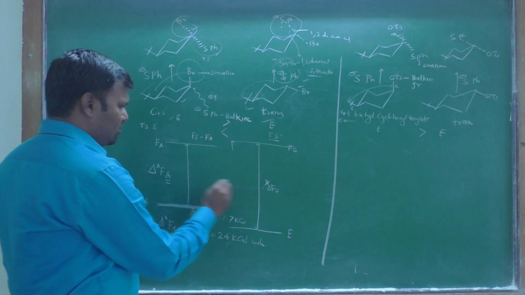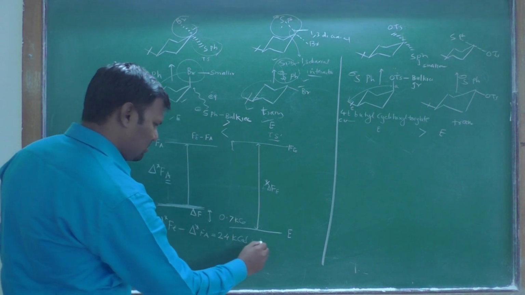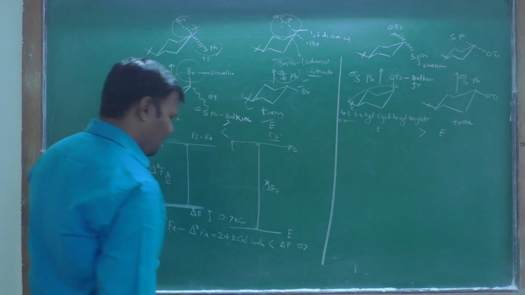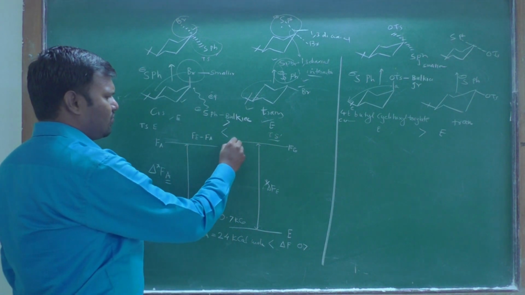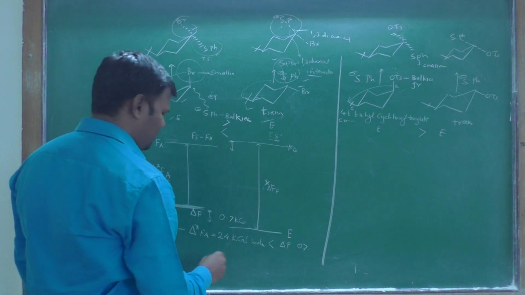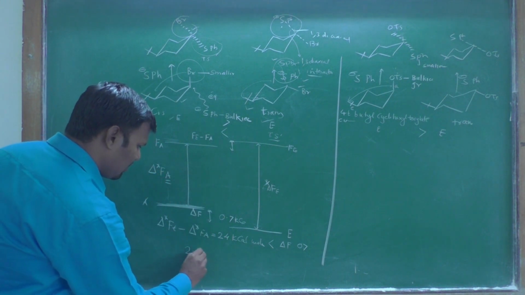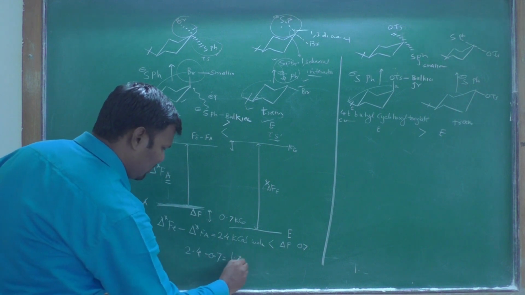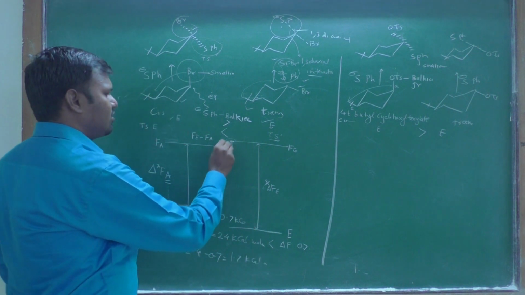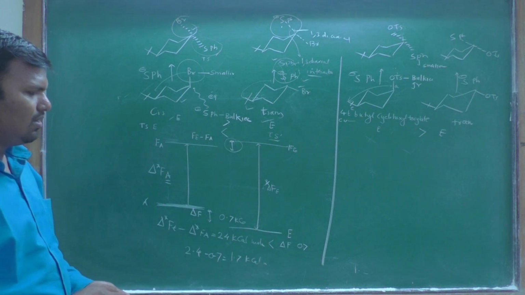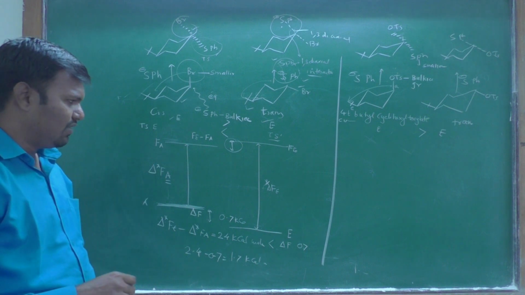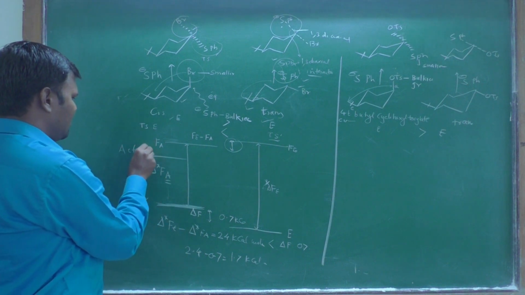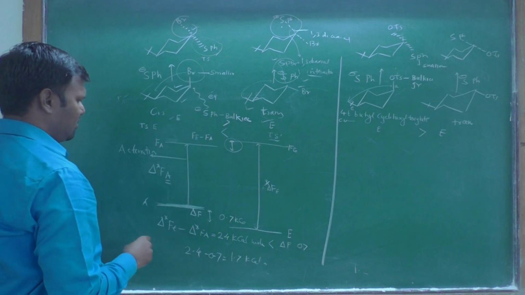Now this is the energy difference of the excited state, that is Fe minus Fa. The total difference is equal to 2.4, and this is more than the delta F. Delta F is 0.7 kilocalorie per mole. Therefore this difference Fe minus Fa is given by 2.4 minus 0.7, which is equal to 1.7 kilocalorie per mole. This is the excited state difference. In this case, you found that the activation energy for this compound is less.